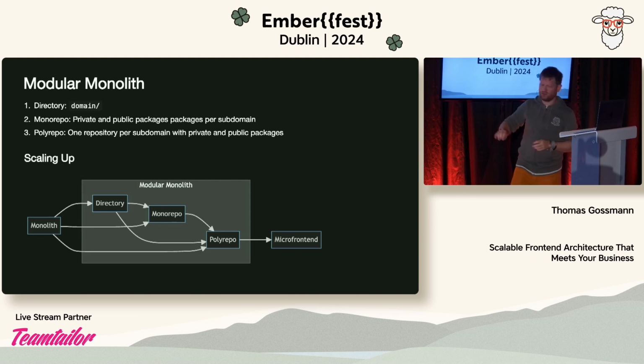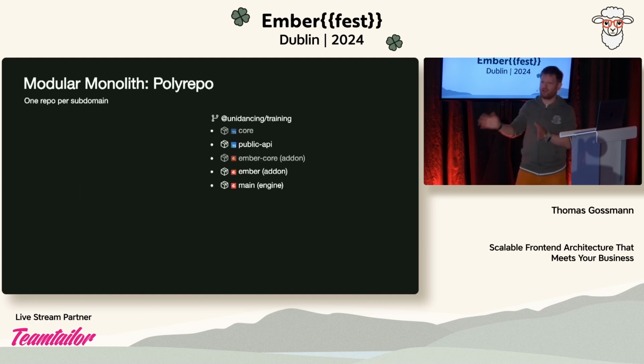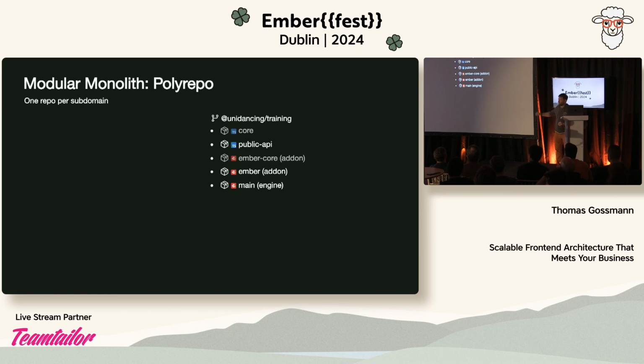And I put microfrontends in here just for completeness. But let's start with the polyrepo, because polyrepo here is our benchmark. So we might have our own repository for only the training part. Oh, you don't see the colors, they have different color coding on the right. To note that some are internal packages and some are public packages.